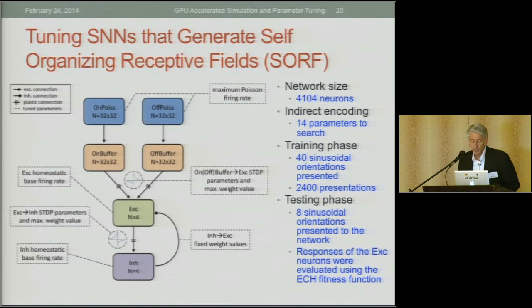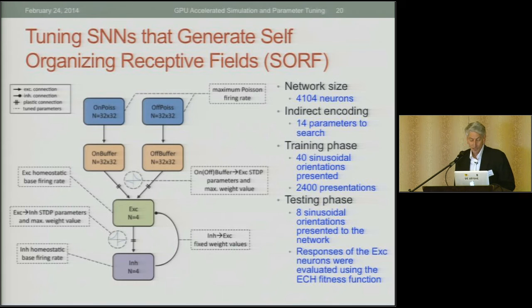All right. Now the interesting thing about this is rather than trying to do what's known as direct encoding, where we search the huge space of weights or synapses, we're going to do an indirect coding. So we're going to search the smaller space of the parameters for the STDP and homeostasis learning rules that we have. And so we only have 14 parameters to search. What we're actually doing is searching to make this network better at learning, is the short idea of this.